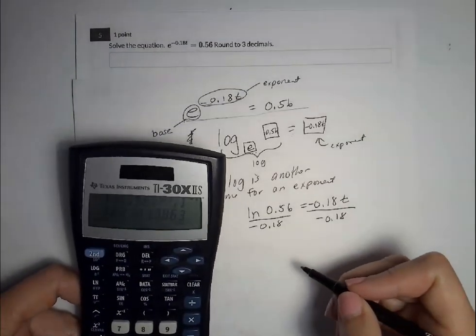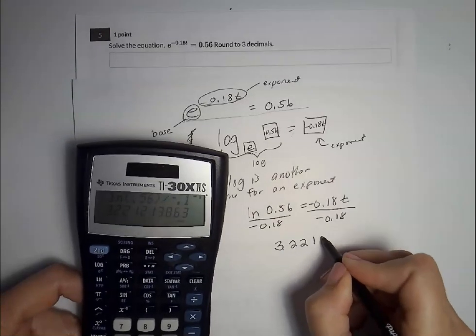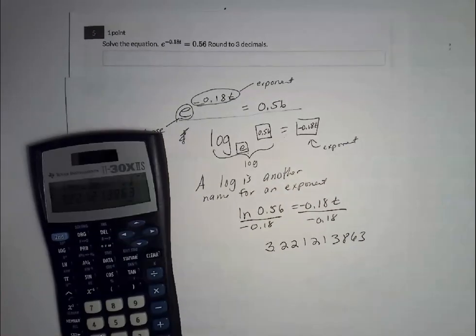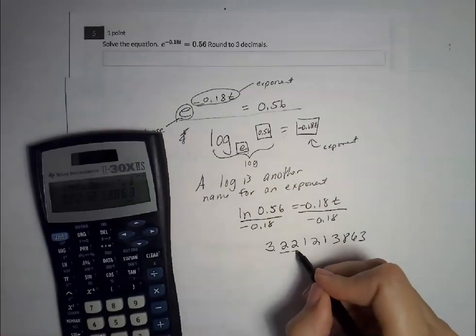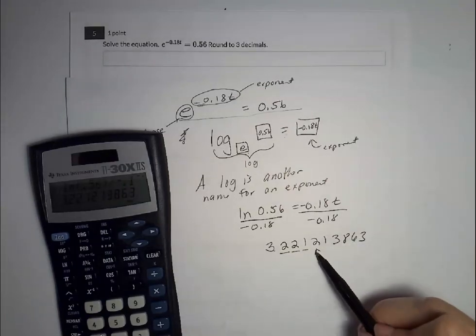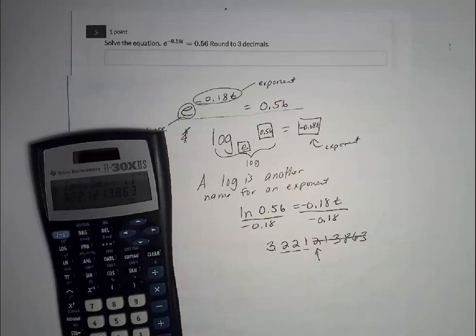And I get 3.2212. And it asks me to round to 3 decimal places. So let me just write this to make sure we're all good at rounding. This is what my calculator shows. But it says to round to 3 decimals. So 1, 2, 3. I look at the next decimal. And I say, wait, is that 5 or higher? It's not. So I'm going to leave it as it is. So it's going to be 3.221.